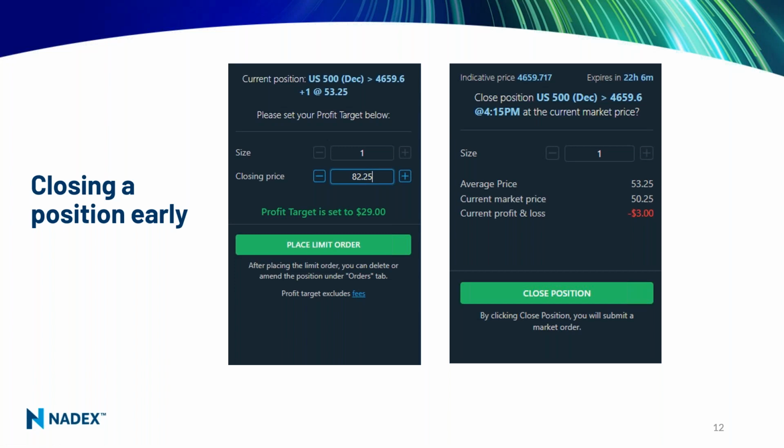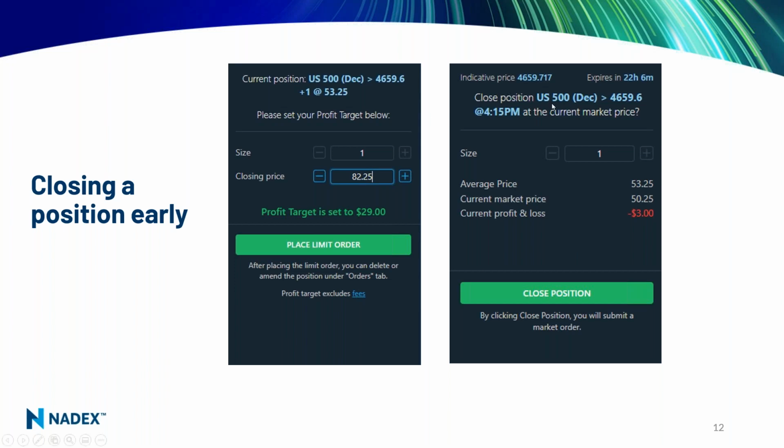Now, the other thing that we have to close the position is we simply have a button that says close the position. Instead of using a profit target, where you're using a limit order to sell something higher or buy something lower, you can simply close the position, get me out.